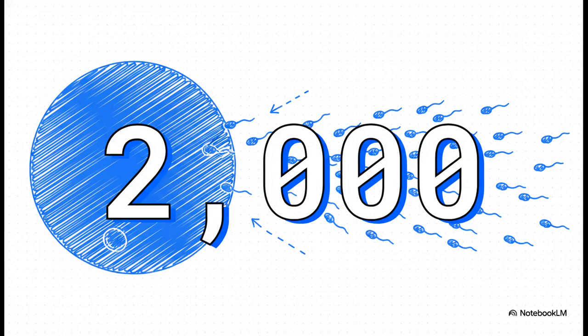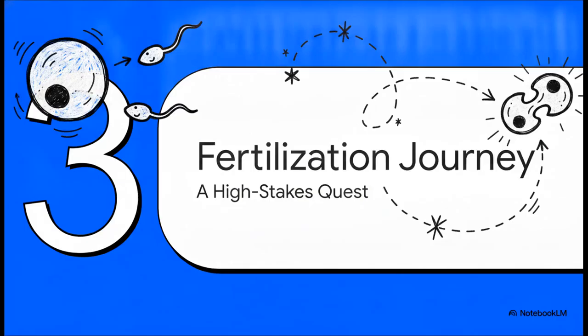To really wrap your head around that stark size contrast for humans, check out this number. The volume ratio of a human egg to a single human sperm is a mind-boggling 2,000 to 1. The egg is just a massive, massive target compared to the tiny microscopic sperm cell that's desperately trying to reach it. Let's move on to section 3, the fertilization journey.